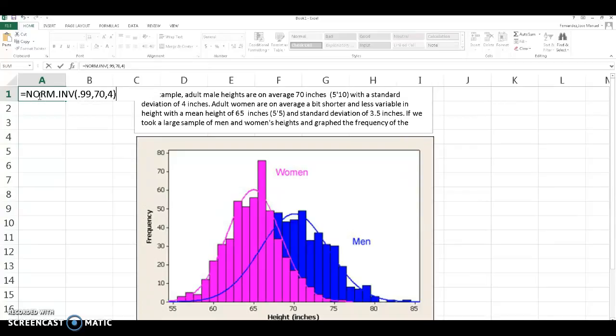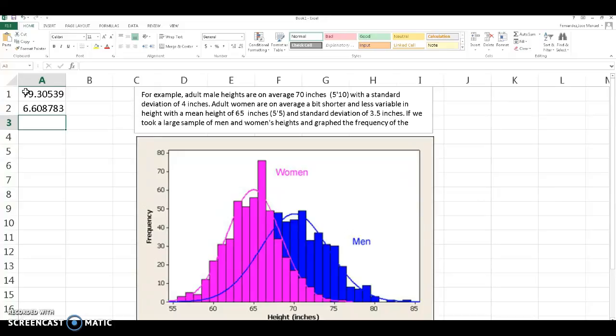So I'm going to close that up, and now I'm going to hit return, and it's going to tell me the number of inches in height such that 99% of males are at that height or shorter. In this case, that's going to be 79 inches. Now, you may not be able to convert that right away in your head, so you want to put this into a measure of feet. We know there are 12 inches in a foot. I can take 79.3 and divide it by 12, and I'm going to get 6.6.